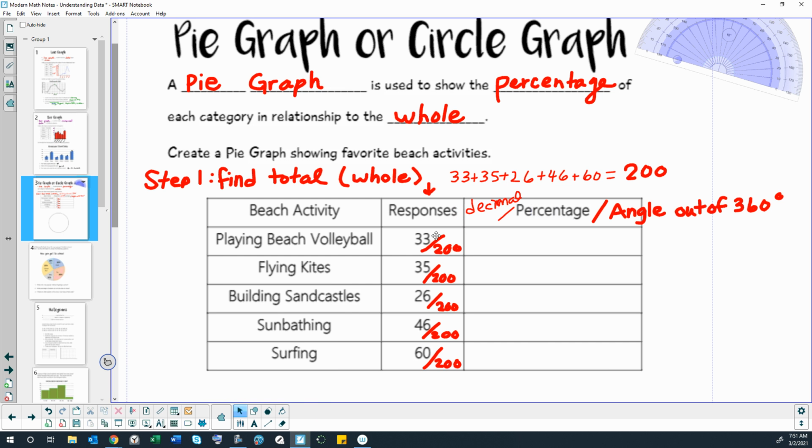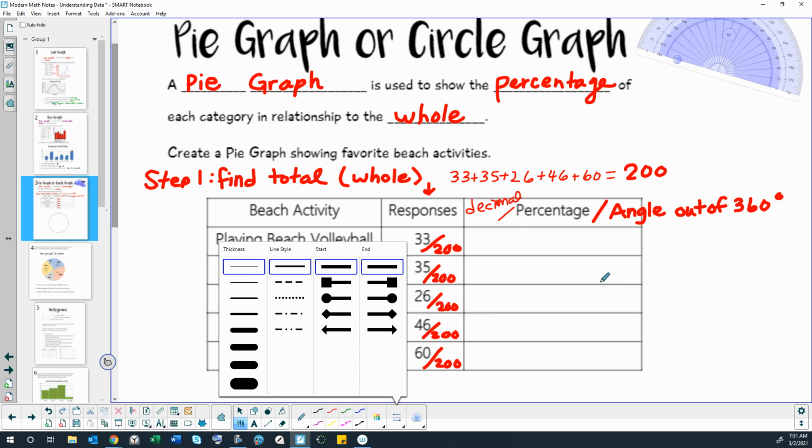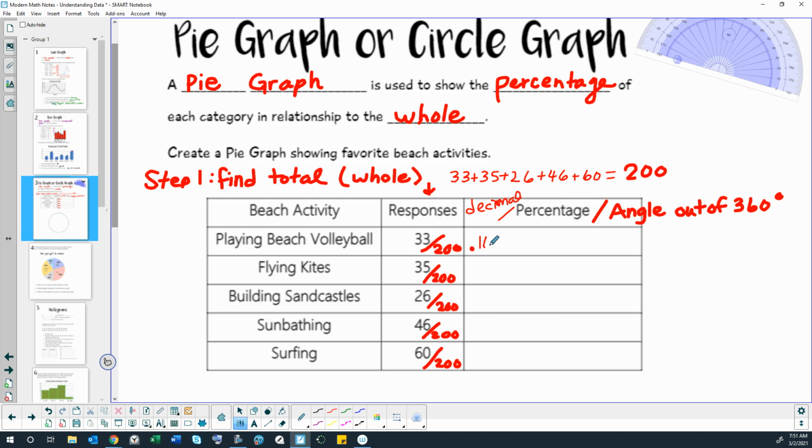That's a little better. Okay, so for each one of these, we take the numbers, we divide by the total. So why are we dividing by 200? Because it's the total, right? You understand that? So 33 divided by 200 will give us 0.165. 35 divided by 200 will give us 0.175. 26 divided by 200 will give us 0.13. If you don't believe me, throw these in your calculator, see what you get.